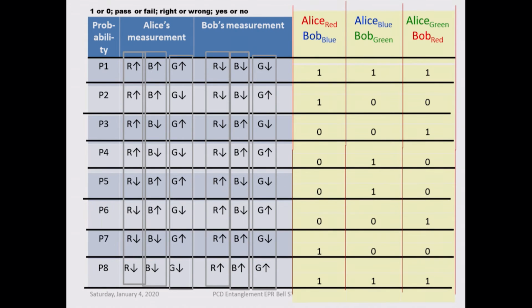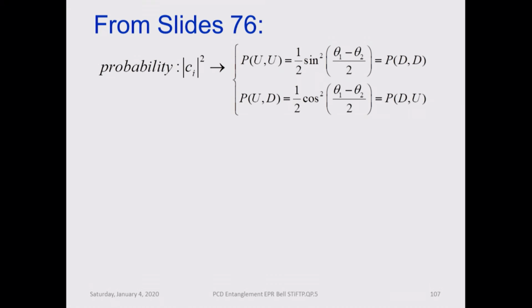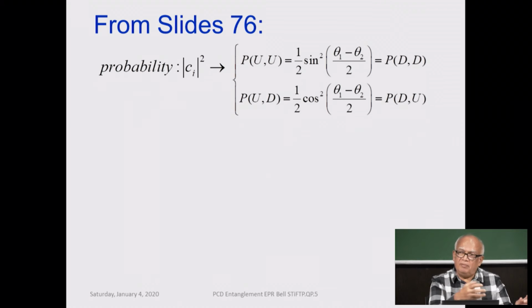And you can map this table, and that gives you a mapping between the correlations predicted by hidden variables and the correlations which we get from quantum theory, which we have already discussed. These are the modulus square of the coefficients. Okay.